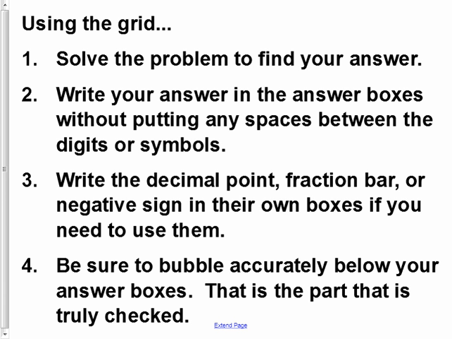That's not the section that is actually checked when it goes through the machine. The bubbles are the part that's checked, but putting the numbers and symbols in the boxes helps you to make sure you've bubbled correctly. Then the third step is to write the decimal point, fraction bar, or negative sign in their own boxes if you need to use them. That's really part of the second step. It's just a reminder, though, that if you need a decimal point, a fraction bar, or a negative sign, they get their own box and therefore their own column in the grid. And then last but not least, be sure that you bubble accurately below your answer boxes, because that's the part that's truly going to be checked.